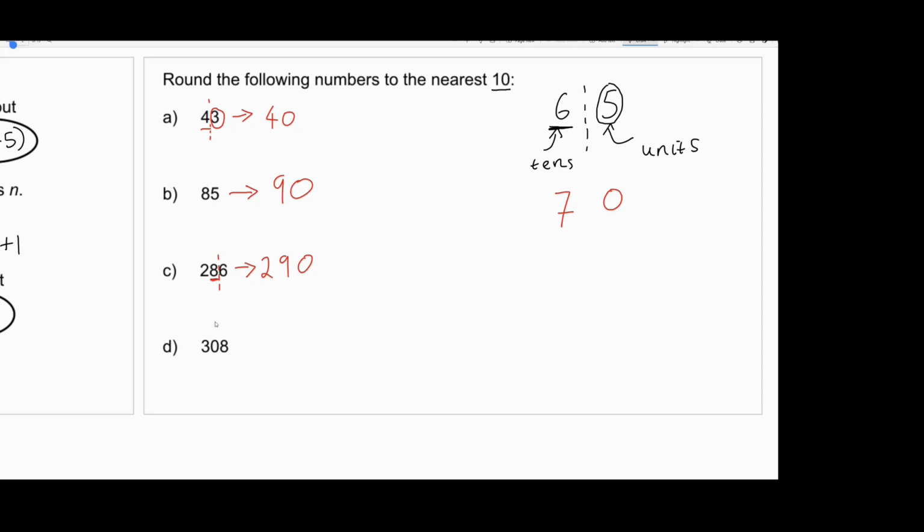So we'd have 290. And then for D, the number in the tens column is 0. So I underline it. Dotted line. The 8 tells the 0 to round up. So I get 310. Okay.